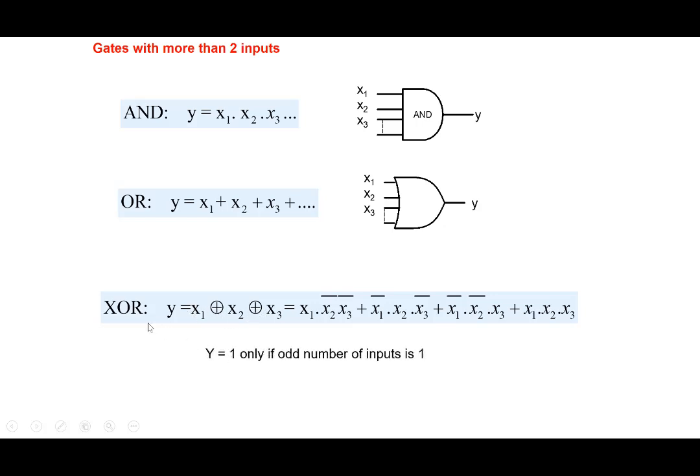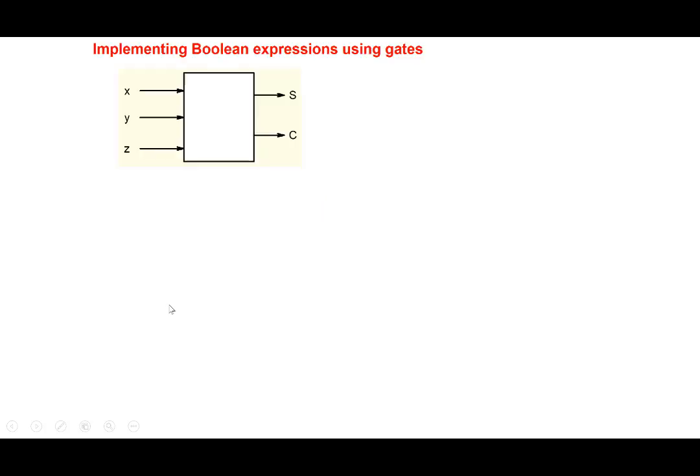And in this case, y equals 1 if an odd number of inputs is 1, which means if only one input is 1, or if all 3 inputs are 1 here. So you can check from the expression here. When all 3 inputs are 1, then y is 1. And in the other case, only one input is 1 and the others are 0. Okay, in this case, x1 is 1, in this case, x2 is 1, and in this case, x3 is 1. So only when an odd number of inputs is 1, then you get 1 at the XOR gate output here.